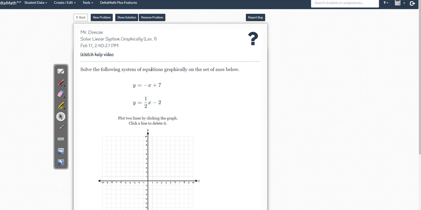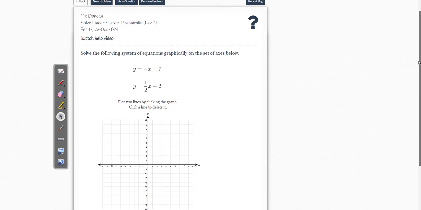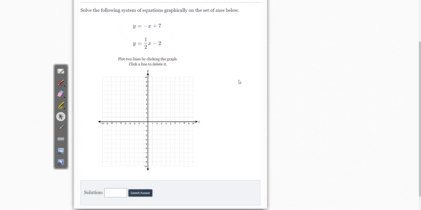Solve the following system of equations graphically on this set of axes below. Okay, so first order of business, we want to remind you that we want to graph things into slope-intercept form, which is y equals mx plus b.